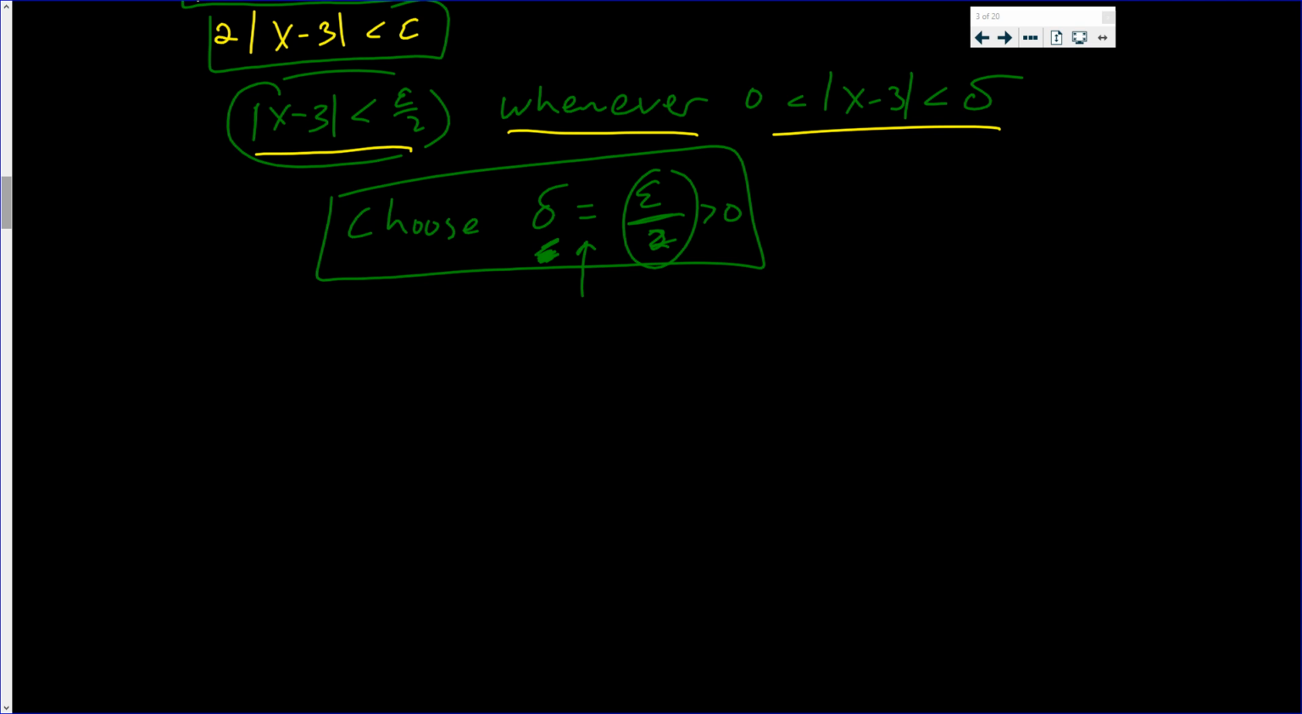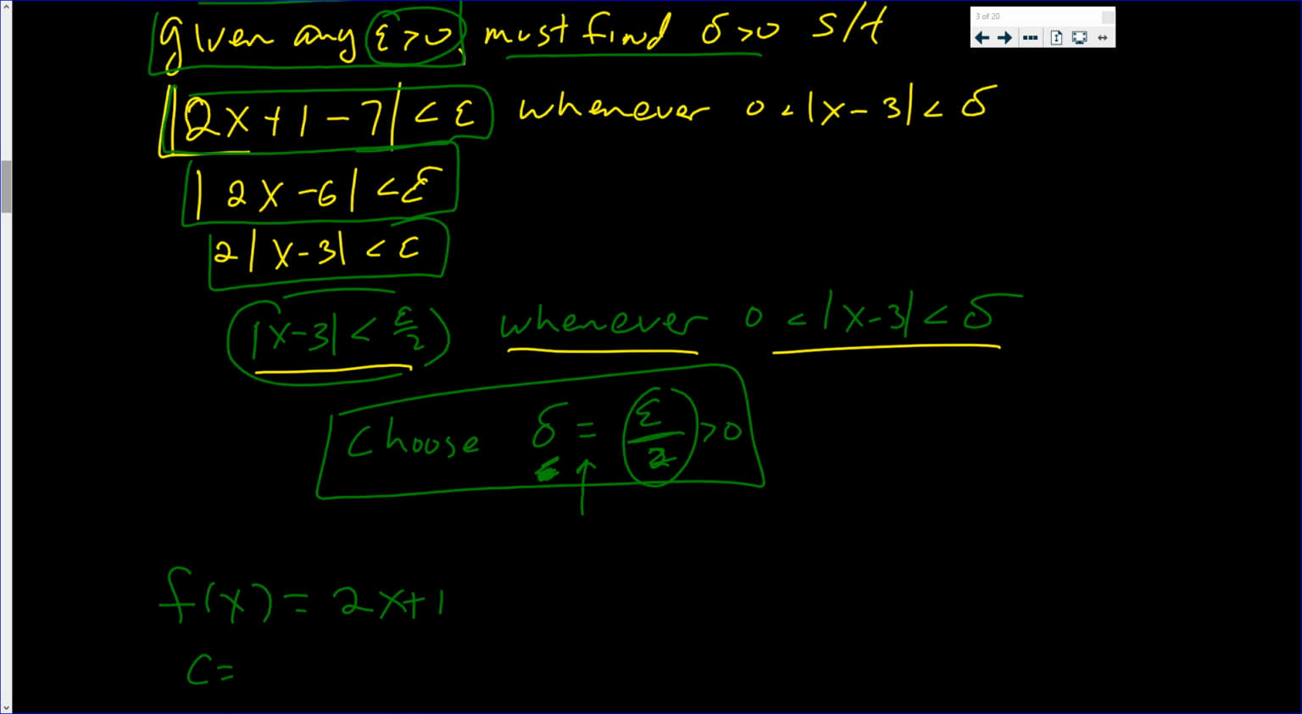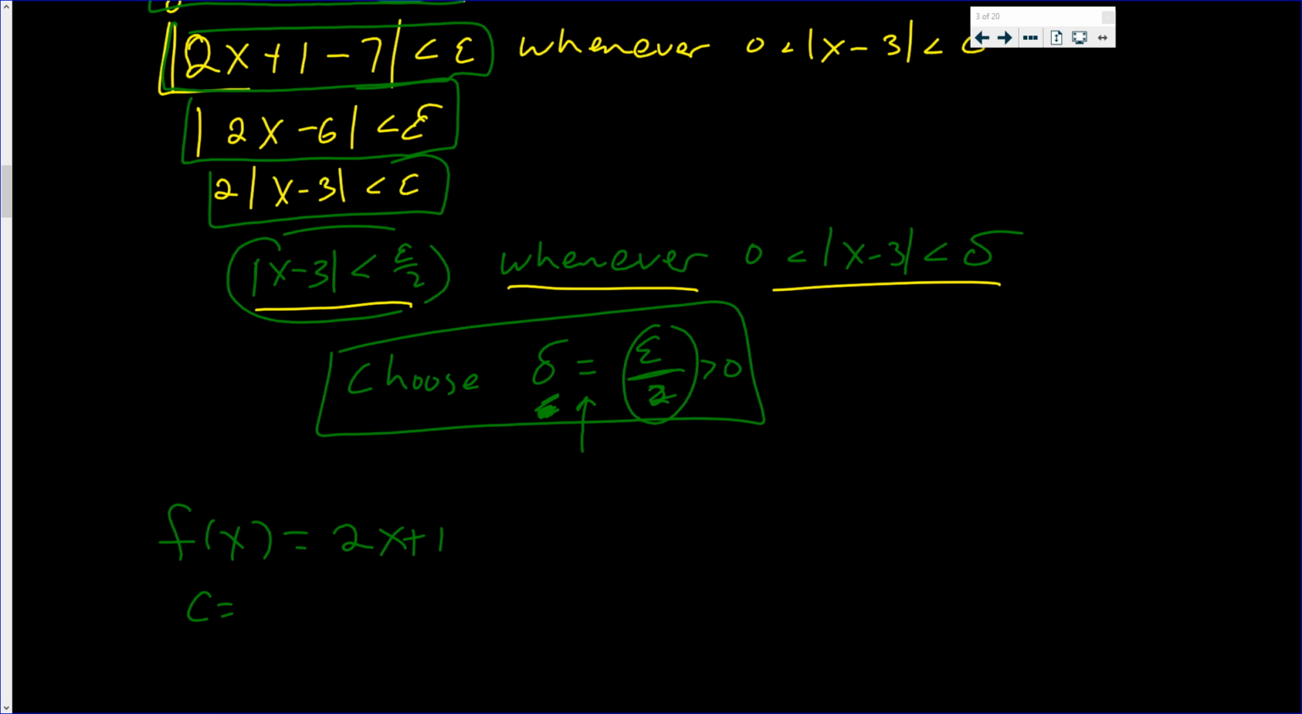Now, let's see what is really going on here. f of x is 2x plus 1. So pick an epsilon. And c was equal to 3, right? Yeah, c is equal to 3. And I choose epsilon to be 1. That implies that delta is 1/2. Okay, let us see what's going on here.